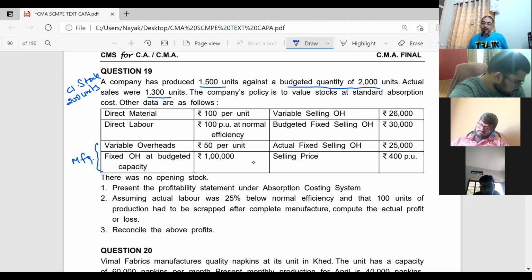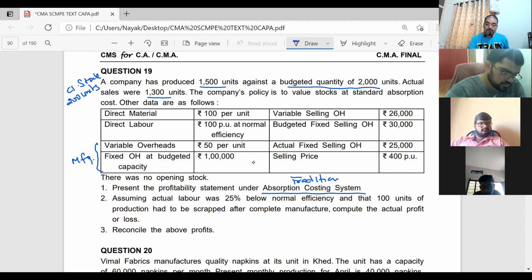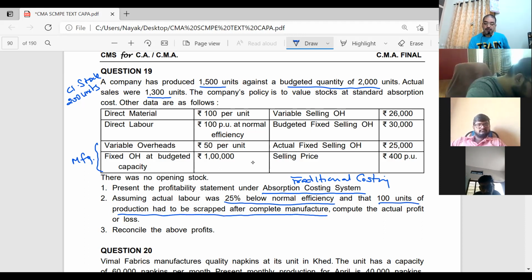First, present the profitability statement under the absorption costing system, as good as traditional costing. Second, assuming actual labor was 25% below normal efficiency and 100 units of the production had to be scrapped after complete manufacture, compute the actual profit or loss. The first is on absorption costing basis. Then we calculate the actual profit or loss and then the reconciliation of the two profits. So let us start with absorption costing.